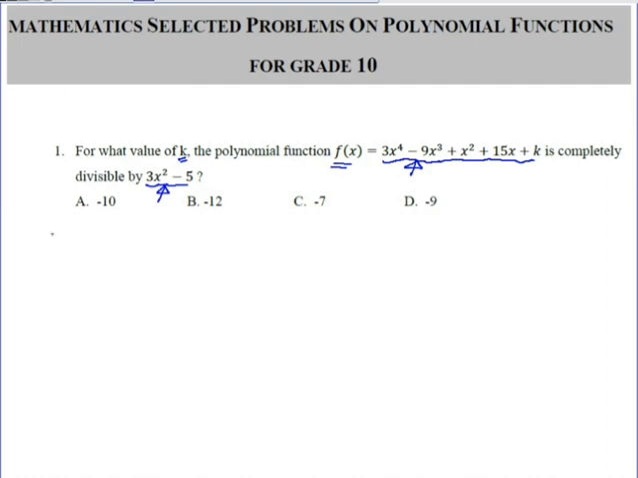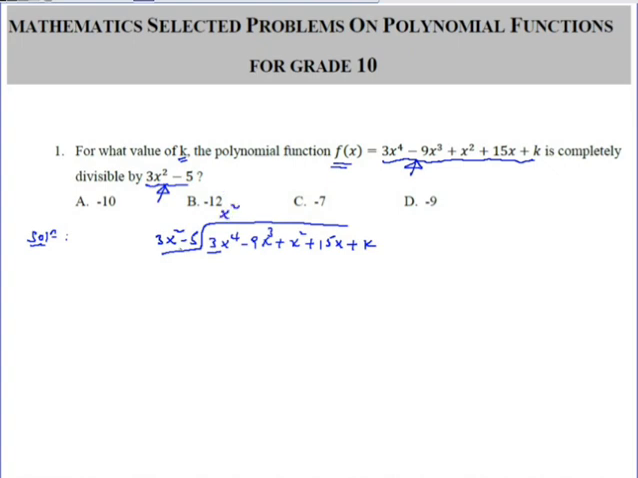So when a polynomial is divided, the remainder must be 0 if it is completely divisible. So let us do the division. Let us divide 3x to the power of 4 minus 9x cubed plus x squared plus 15x plus k by 3x squared minus 5. 3x to the power of 4 divided by 3x squared gives us x squared.